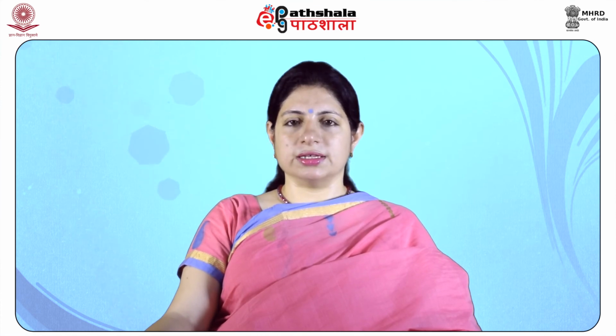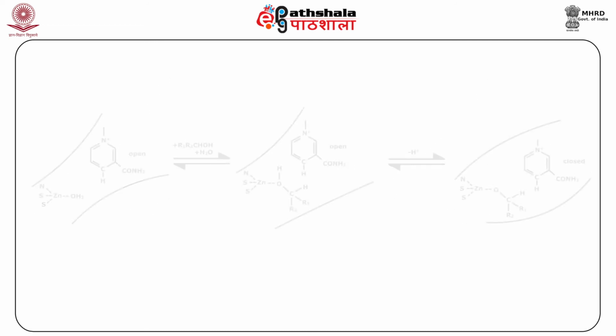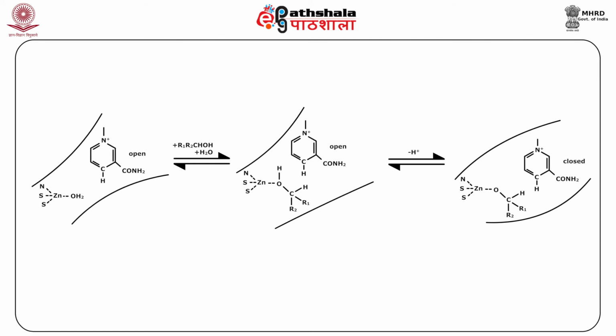The catalytic mechanism for liver alcohol dehydrogenase is shown here. The coenzyme NAD+ binds to the coenzyme binding domain. At this stage, the enzyme is in its open form. The substrate alcohol enters the cleft between the catalytic domain and the coenzyme binding domain and displaces the water molecule coordinated to the catalytic zinc. The rotation of the domain changes the liver alcohol dehydrogenase enzyme into the closed form.